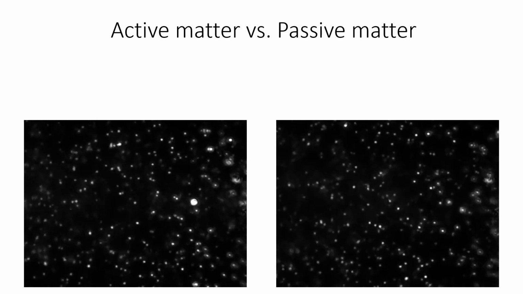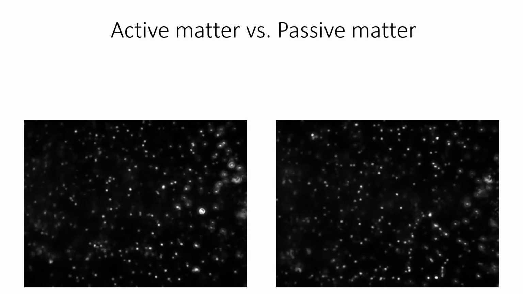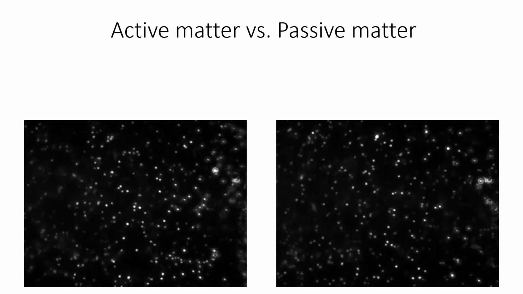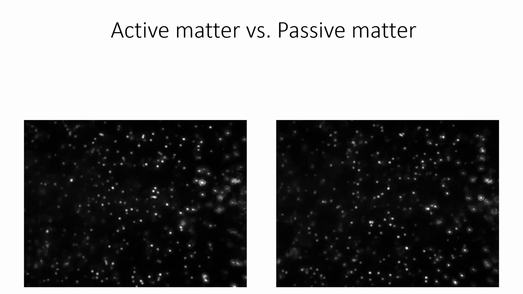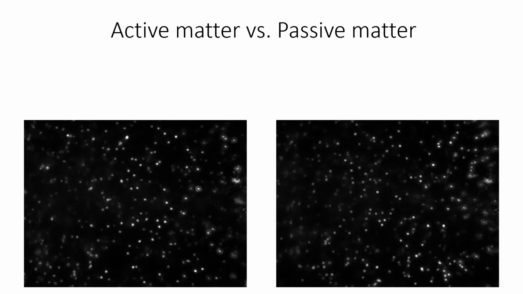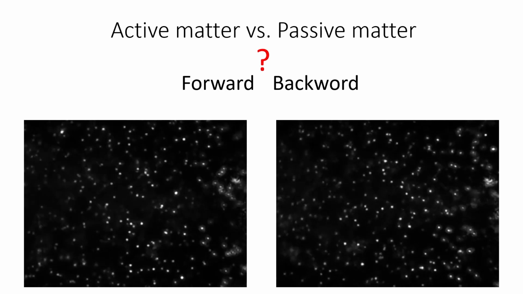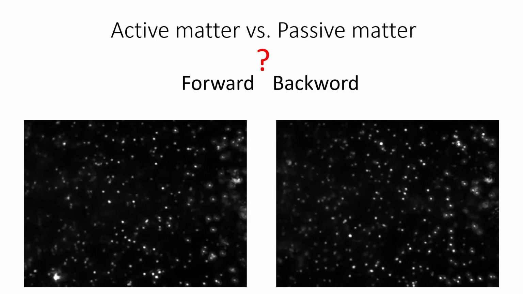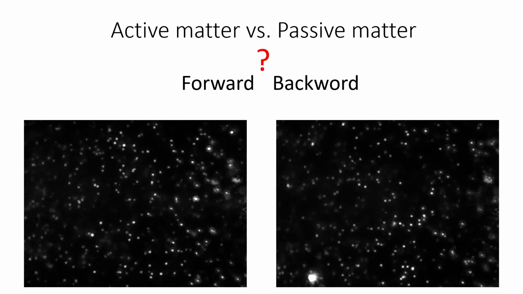Here is one example. In these movies, we see colloidal particles suspended in water. Water molecules randomly and constantly bump onto colloids, causing them to jiggle. In my lab, Taegan video recorded the colloidal jiggling, but he only recorded them once. So these two movies are the same movie, except one is played forward, the other is played backward. Can you tell which one is played forward and which one is played backward? Very hard, isn't it?